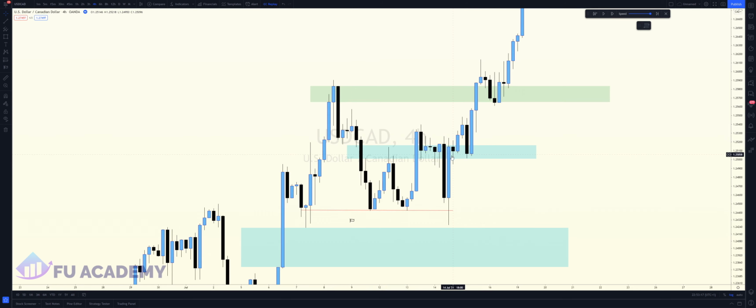My area number 1 would have been this. Okay, so the open of this right here being our supply zone, also support area, whatever you want to call it. So I would have bought right off the open of this IC, stop loss at the 50%, and I would have looked to buy.